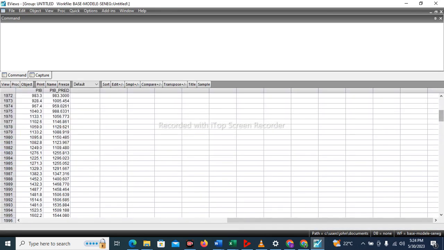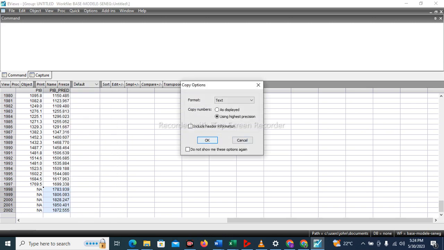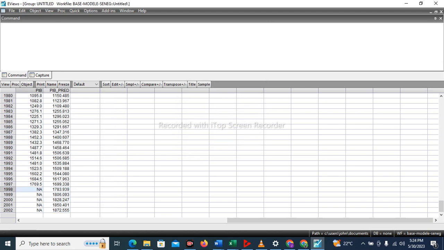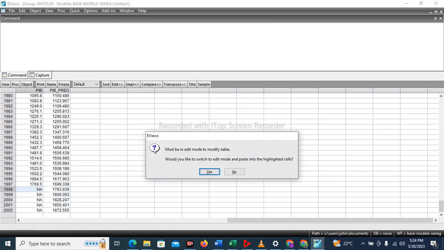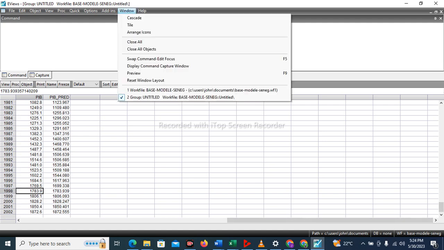Do the same. Copy the data. There it is. So you have to be patient a bit. It takes time, but it's easy. It's not a tough thing to do. Once you have that, then go back to your original window.